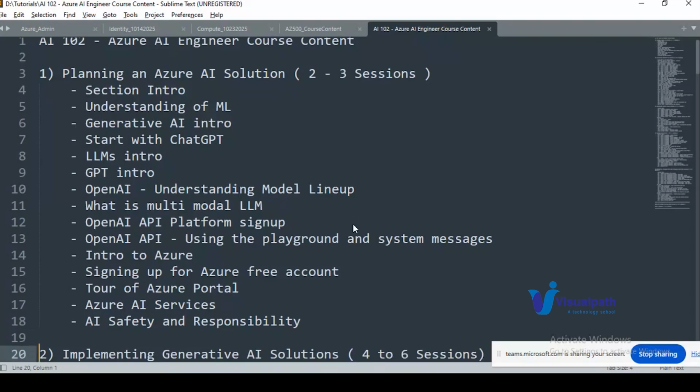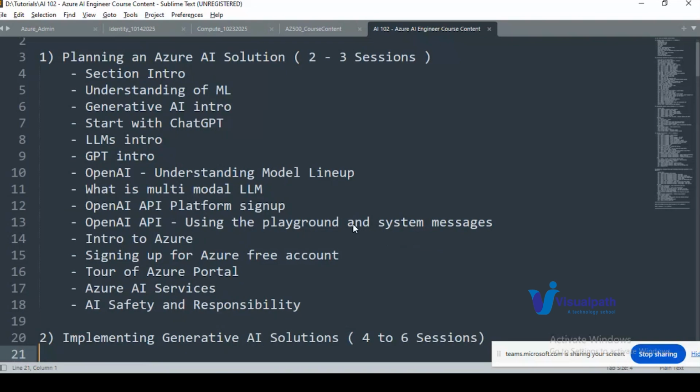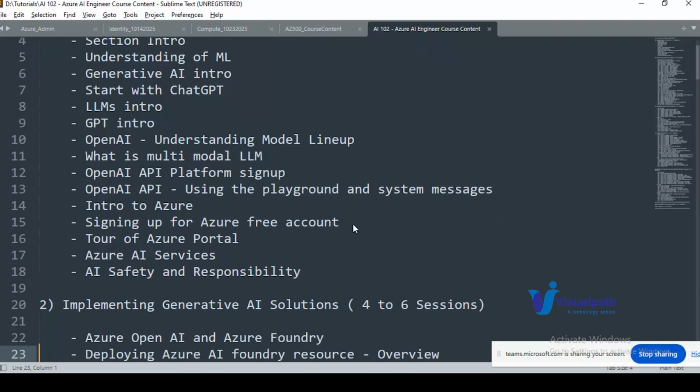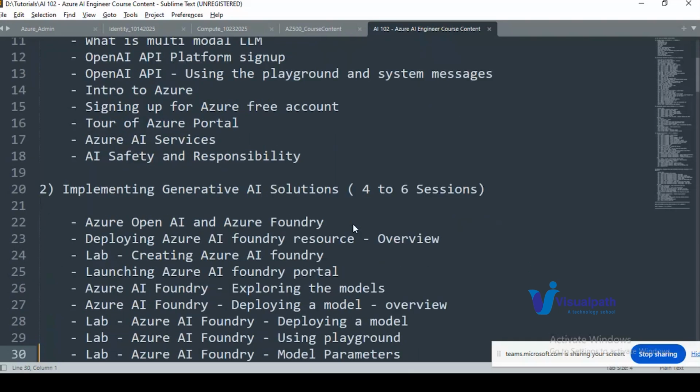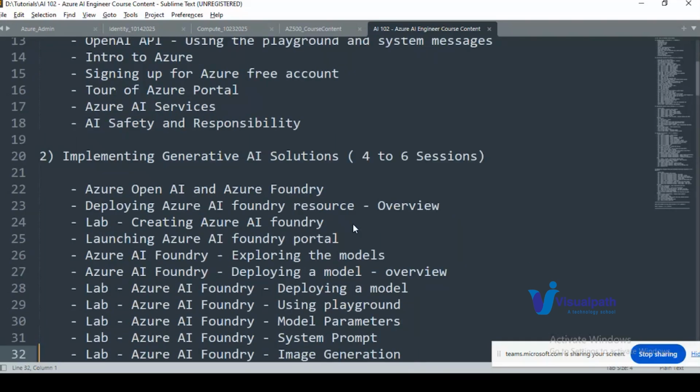an Azure AI solution, where we will go through the introduction of the entire AI thing, right? What is AI? What is LLM? What is a model? We'll go through each terminology and understand at a high level what it is. That's the first topic, or first learning path, planning an Azure AI solution. Once that is done, we will get into the generative AI solution, right? Like the equivalent of Chat GPT in Azure.